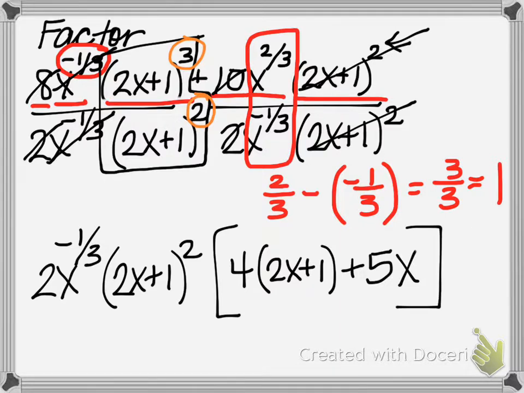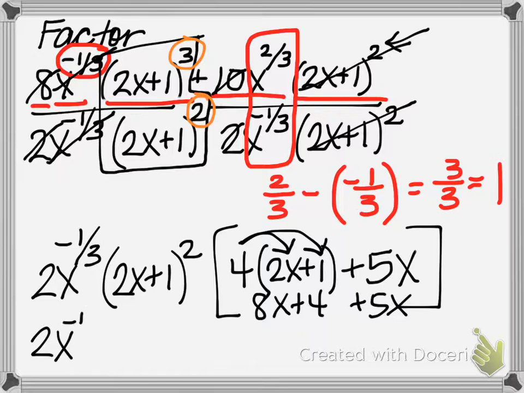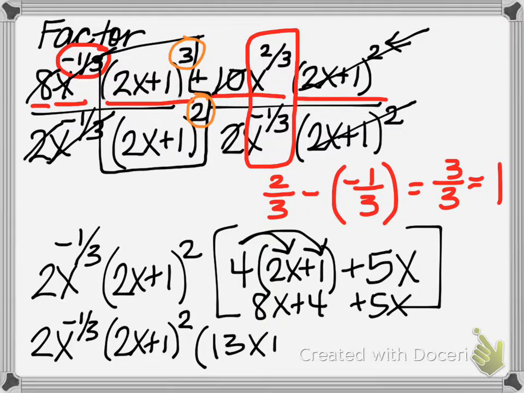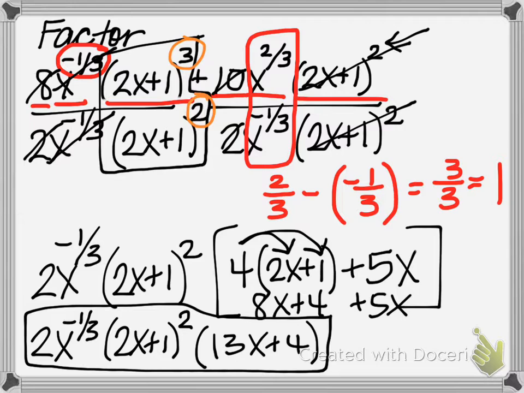So this would be my factored form, which we can actually simplify what's in this bracket by distributing. So this will be 8x plus 4 plus 5x. So my simplified factored form will be 2x to the negative 1/3 times the quantity, 2x plus 1 squared, times the quantity, once we combine like terms, 13x plus 4. So final answer down here, and this is my factored form.